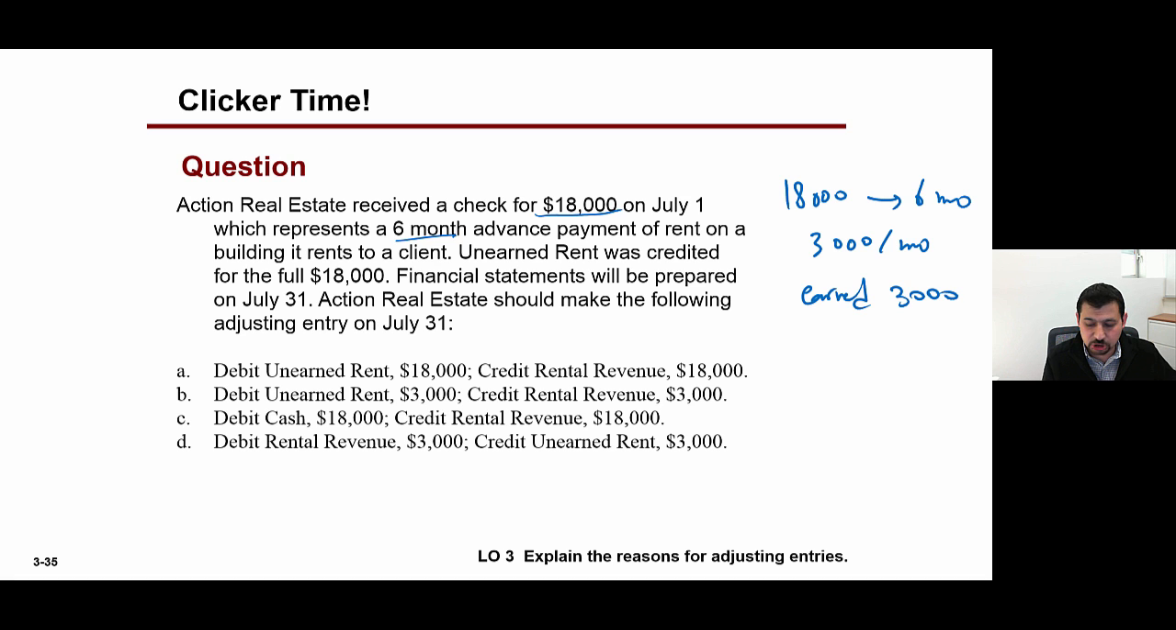So how much is still unearned? $15,000. And what's the journal entry at this point? It would be to debit unearned rent revenue to decrease the liability by $3,000, and we credit rent revenue $3,000 in order to increase and recognize those revenues.